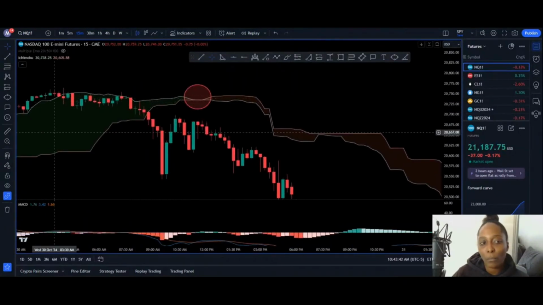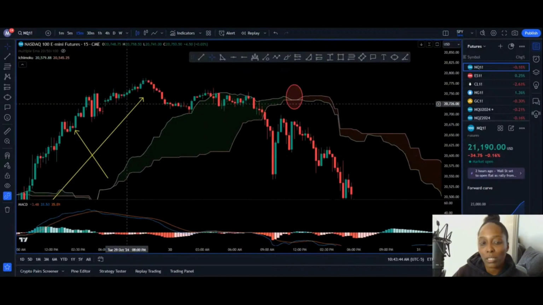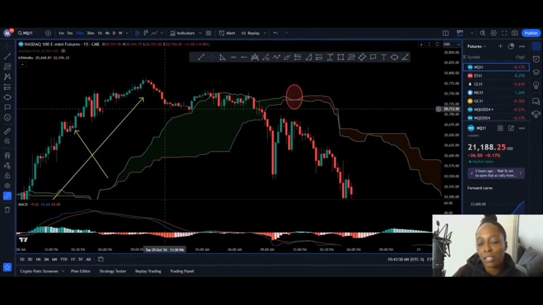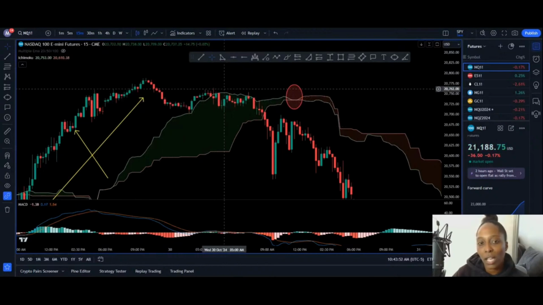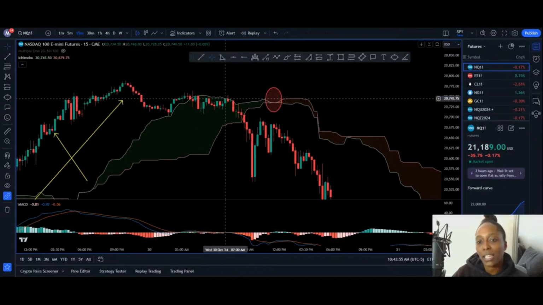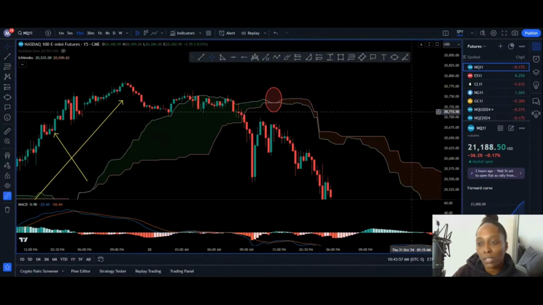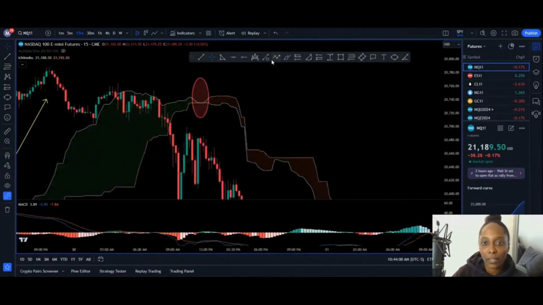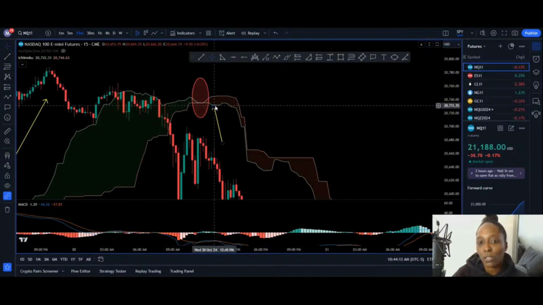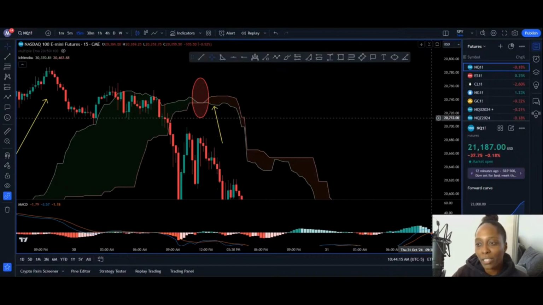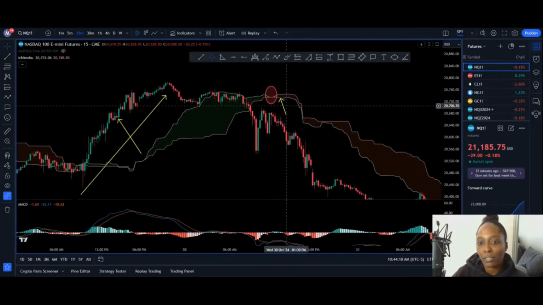So when price was bullish, we were bullish. The cloud was wide, we were above the cloud, we were far away from the cloud. Price started coming towards the cloud, letting us know consolidation was coming. Consolidation came, and then the cloud, look at this right here, the green line, the leading span, the top of the cloud is now on the bottom. So now that the top of the cloud is on the bottom, that is bearish sentiment.